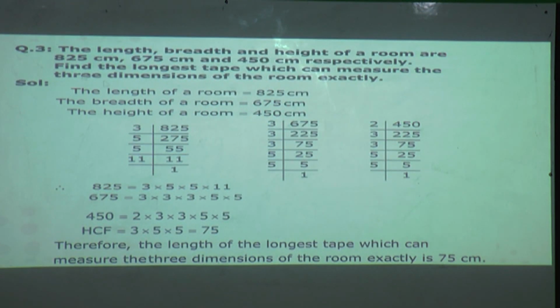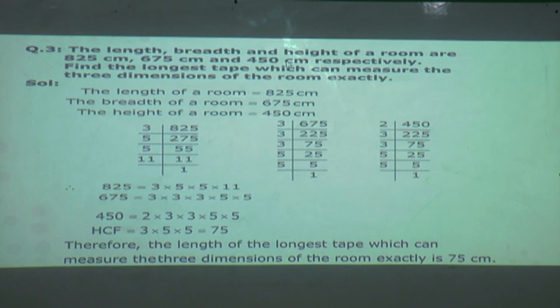Next question. The length, breadth and height of a room are 825 centimeter, 675 centimeter and 450 centimeter respectively. Find the longest step which can measure the 3 dimensions of the room exactly. Now we have the 3 dimensions of a room, that is length, breadth and height. We have to find the longest step to measure all the 3 dimensions exactly. So longest means we have to find the HCF. So let us solve it.